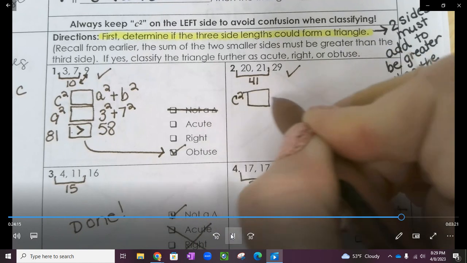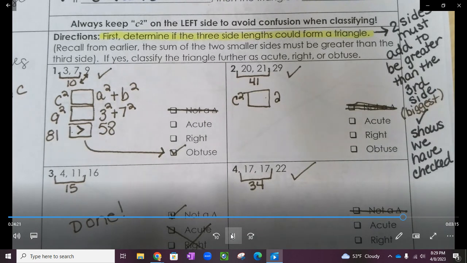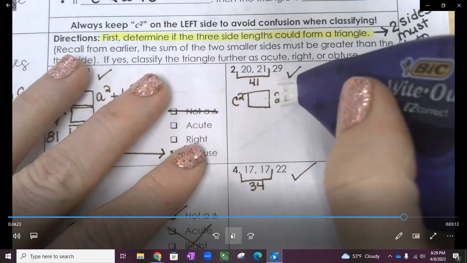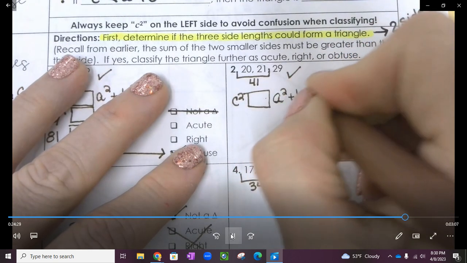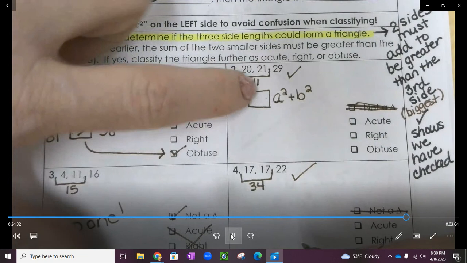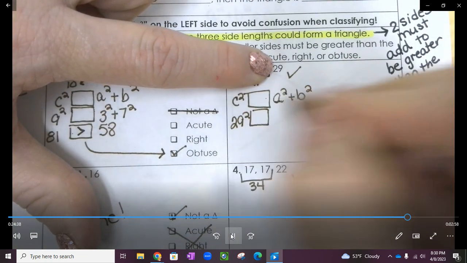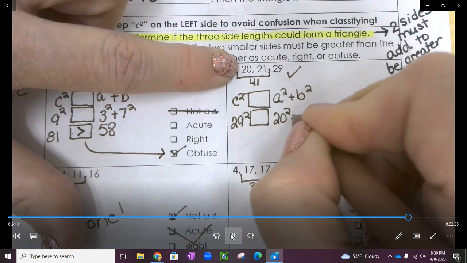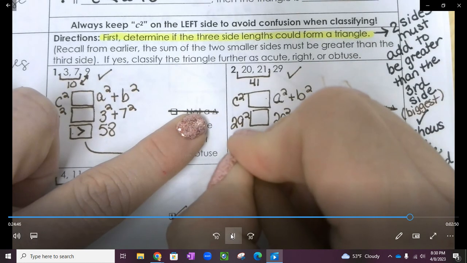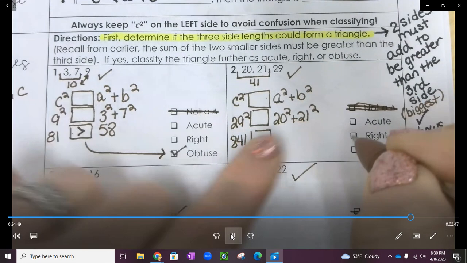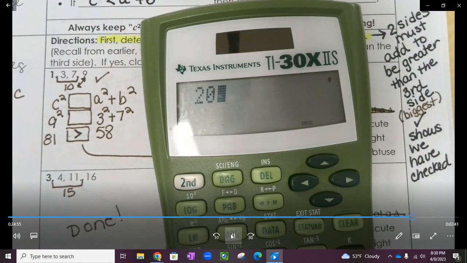I like putting the box to remind me I'm not putting anything in there yet. For one more problem, I'm going to write out the C squared, A squared, and B squared. I won't do it after this one. So C squared is 29 squared, and then A and B. So 29 squared is 841. And then if we add these together, do it all in your calculator. This is what it should look like in your calculator.